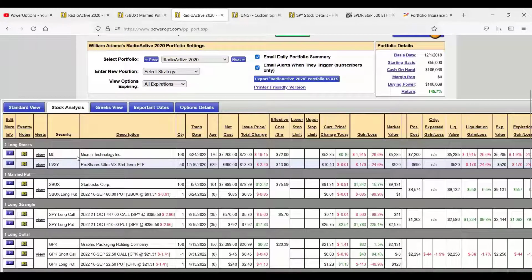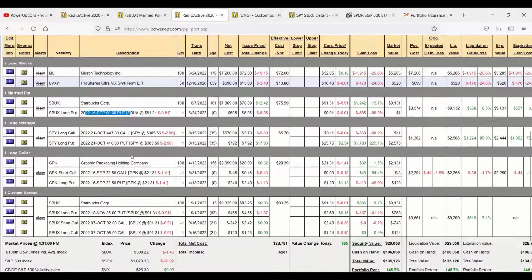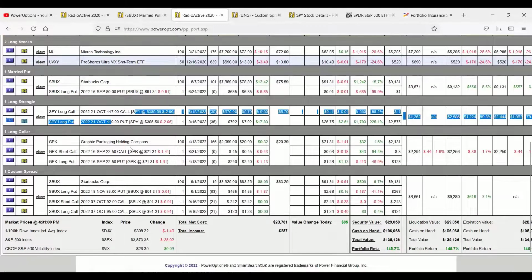All right, so now what do I have? Long stock position. Married put that expired today. 1 long strangle. A collar that I have to expire and clean up. And now I see something that says 1 custom spread. Yes, this is one thing we are particularly working on for income method number 6 and number 5 in the portfolio on a married put.